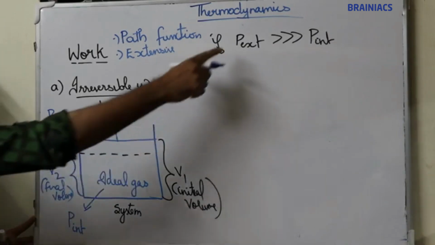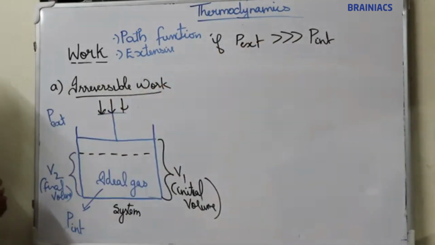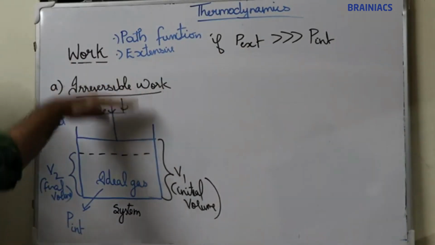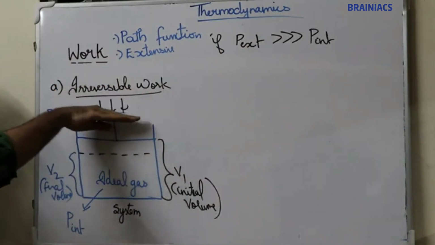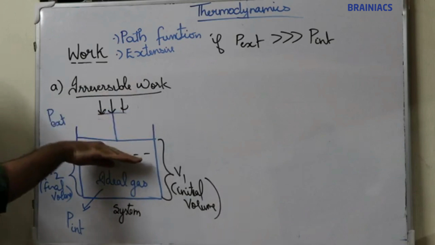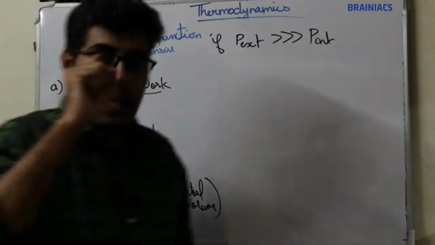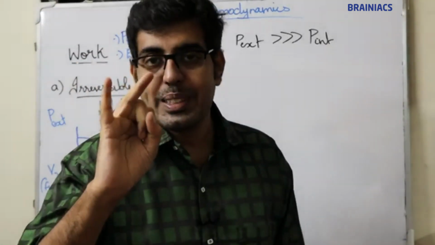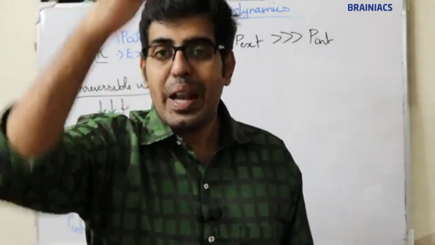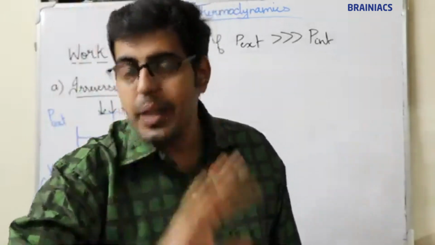Since external pressure is greater than internal pressure, the external pressure will push the piston downwards. So this piston moves downwards rapidly in a single step. Please note that point, rapidly in a single step. I think it's clear.